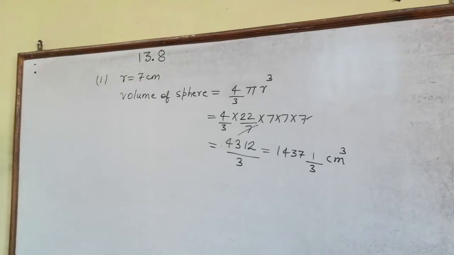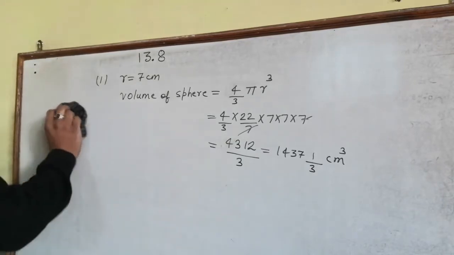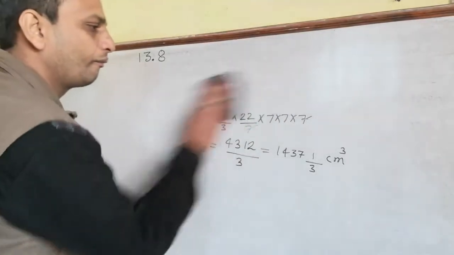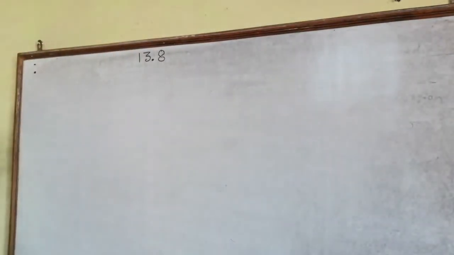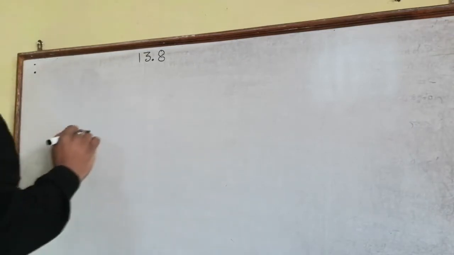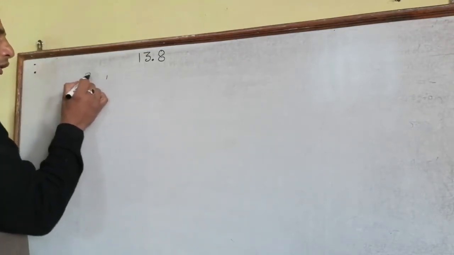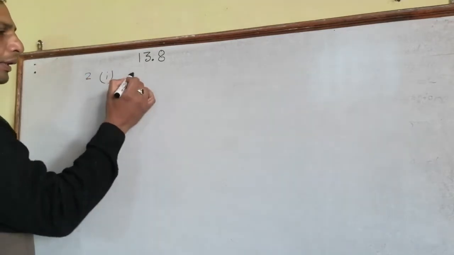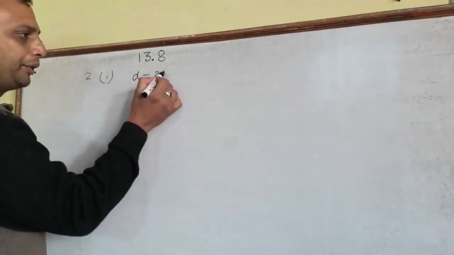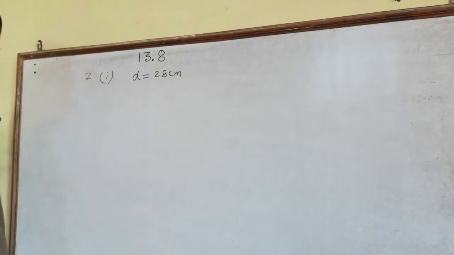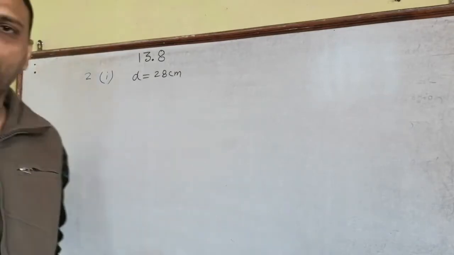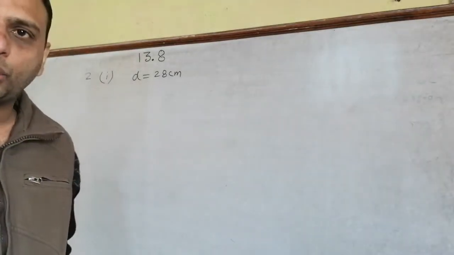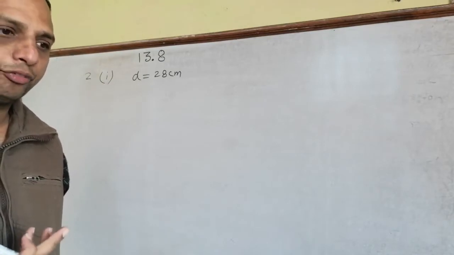So the second part you can solve. In question number 2, first part, the diameter is given as 28 centimeter. What do we have to do in this question? The diameter is given and it is asked to find the amount of water displaced. The amount of water displaced means we have to find the volume.